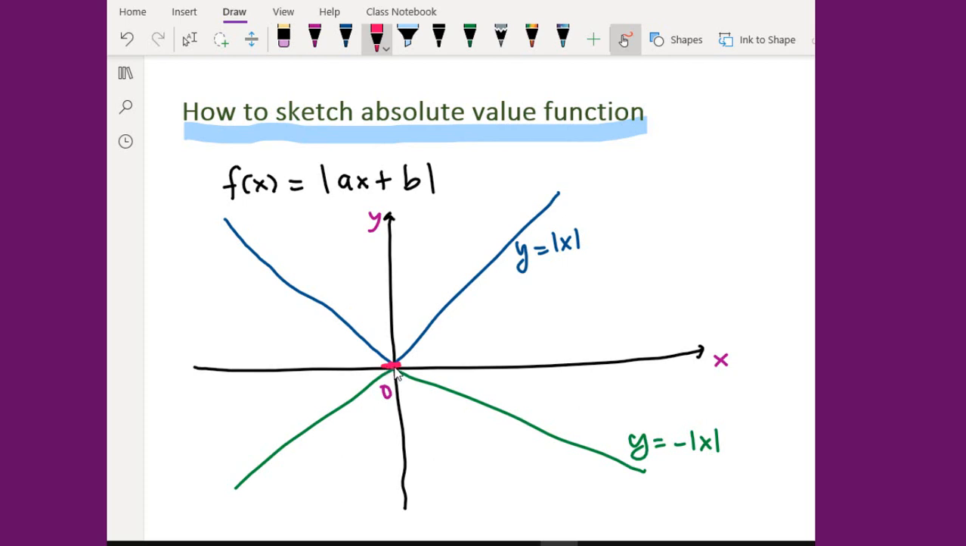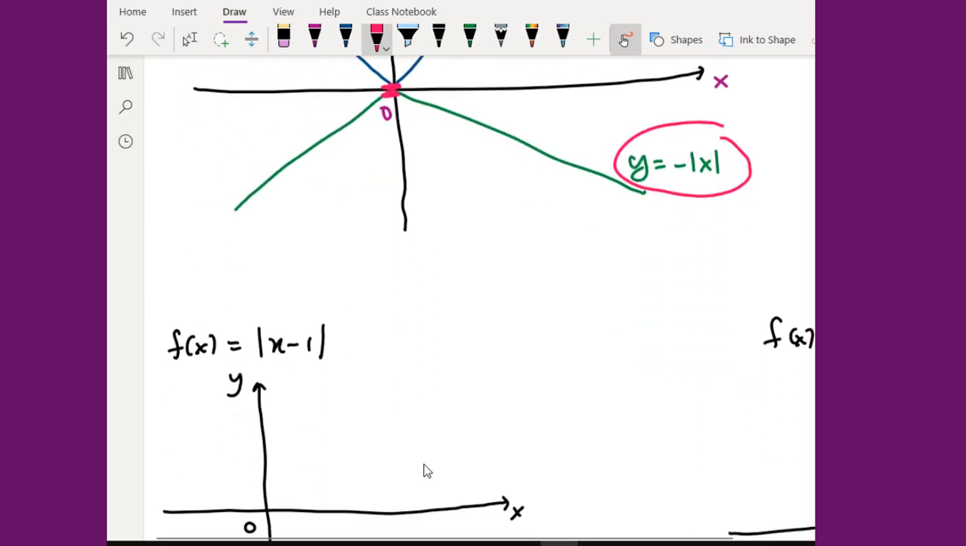Okay, then for y equals negative absolute value x, the graph is V shape in opposite side. Okay, the middle point is here. Okay, this is overall of the absolute value graph. Okay, let's set the example.